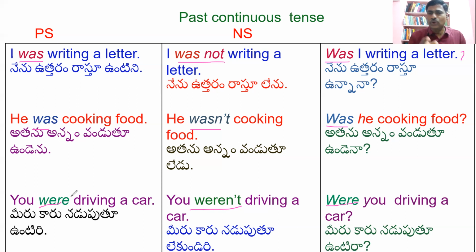You are driving a car. You are not driving a car. Are you driving a car? So in present continuous tense like that. If you use future continuous tense, instead of this was, you will use will be. I will be writing a letter. Okay. I will not be writing a letter. So like this, we use different continuous tenses.